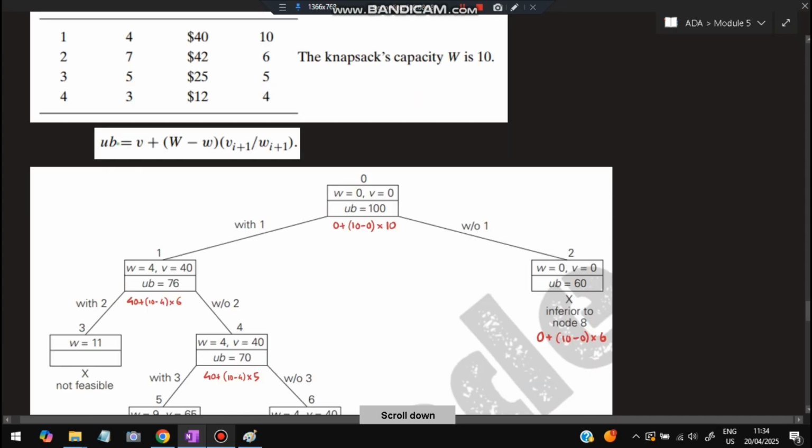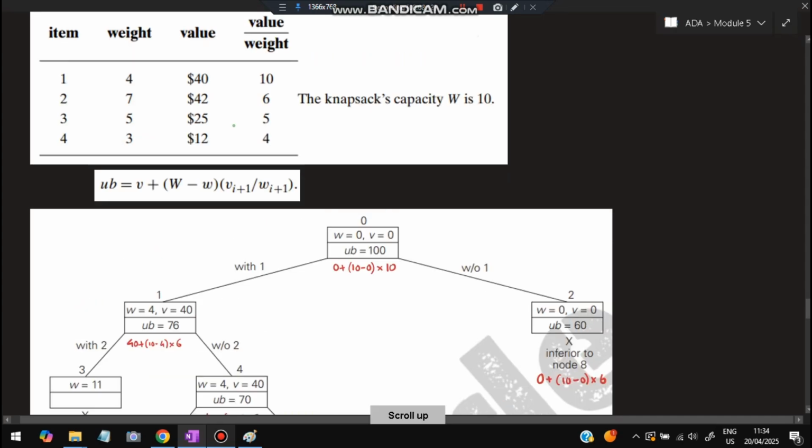How have we taken 100? Using this formula. In this formula, you will put V. What is V? Current value. The current value is 0, so I'll write 0 here. And W minus W: this W is the total weight, which will always be 10. So here it will be 10, minus the current weight, which is given here as 0. The weight of the items you have put is written here, and the value of those items is written here. You'll use this W and this V in this formula.